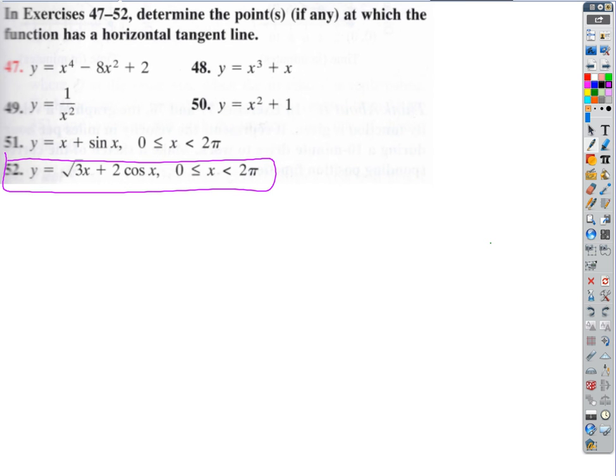So what about something like this? How much time do we have? Like 7 minutes? Oh, 12 minutes. Okay, we have time. Let's do one more of these.